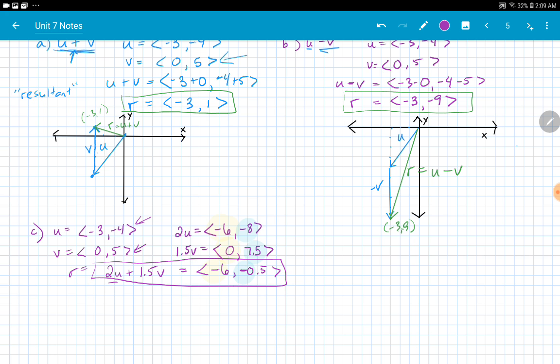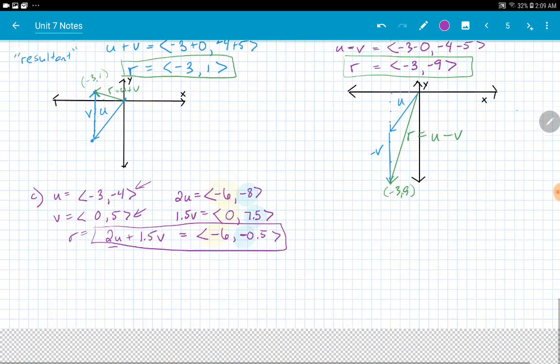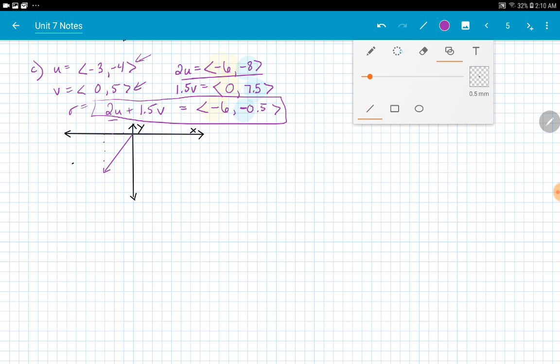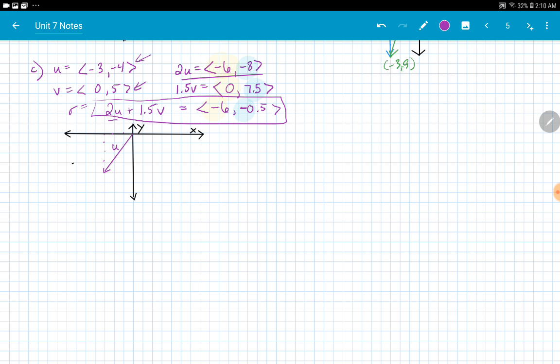So let's see what happens when I try to do it graphically. 2u means 2u, so I can draw in 1u as negative 3, negative 4. So it's 1, 2, 3, 1, 2, 3, 4. So here's 1u, but I want 2u. So I have to do that again, starting where I left off: 1, 2, 3, 1, 2, 3, 4. Drawing in another u makes u twice as long. So that long purple line is 2u.